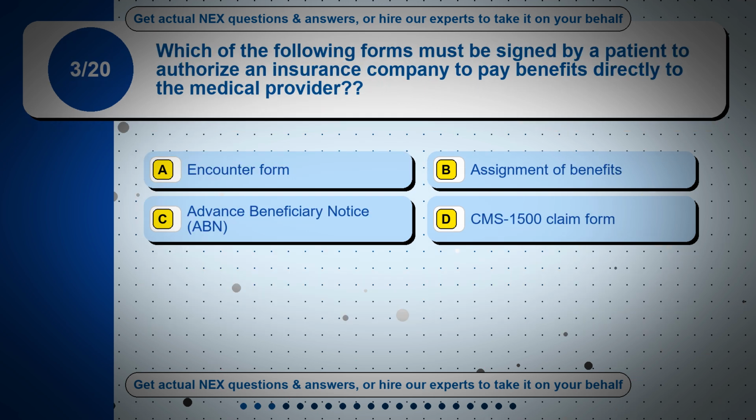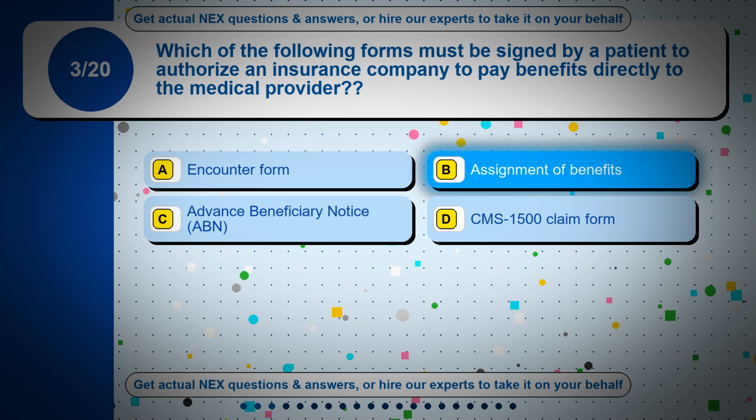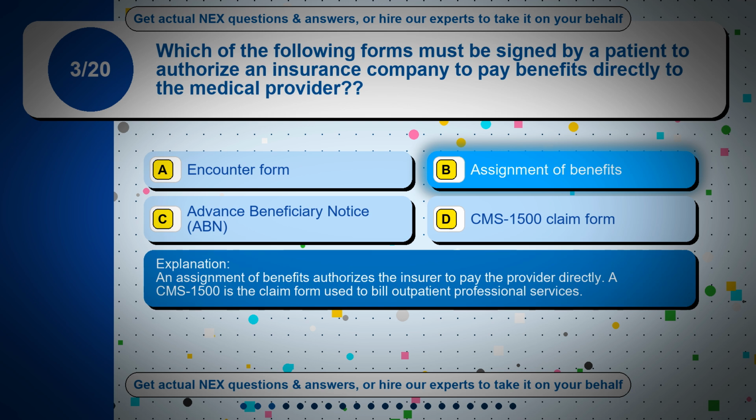Question 3. Which of the following forms must be signed by a patient to authorize an insurance company to pay benefits directly to the medical provider? Option A, encounter form. Option B, assignment of benefits. Option C, advance beneficiary notice, ABN. Option D, CMS 1500 claim form. The correct answer is option B. Assignment of benefits. An assignment of benefits authorizes the insurer to pay the provider directly. A CMS 1500 is the claim form used to bill outpatient professional services.